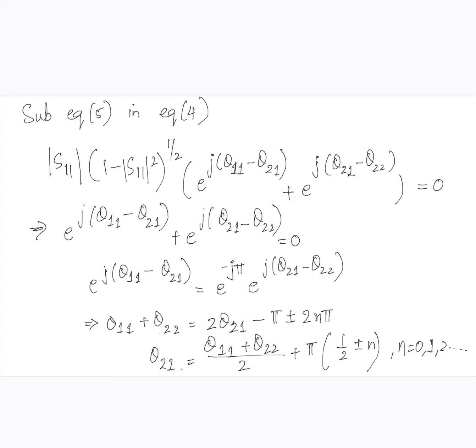theta 21 is equal to (theta 11 plus theta 22) divided by 2 plus pi into (1 by 2 plus or minus n), where n equal to 0 and 1. So this basically gives the magnitude and phase. So by knowing S11 and S22, we can completely describe and specify a reciprocal lossless two-port network.